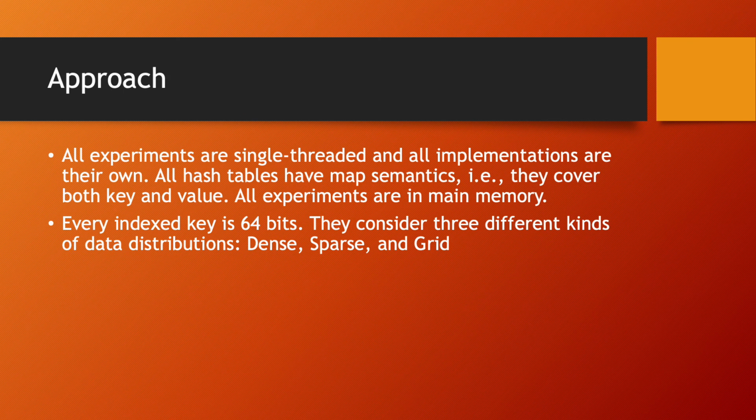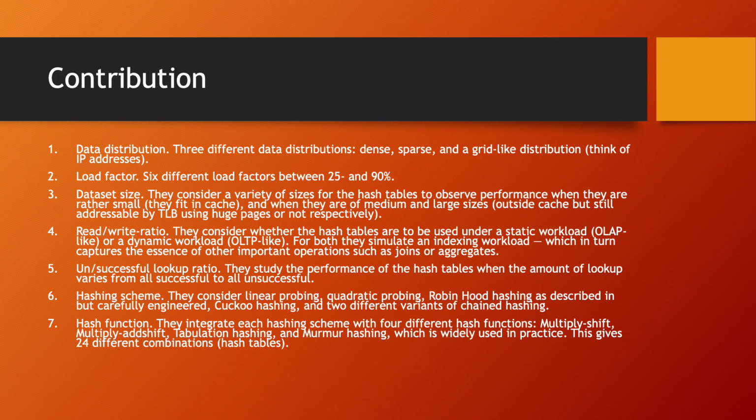All experiments are single-threaded in this paper and all implementations are of their own. All hash tables have map semantics, that is, they cover both key and value. All experiments are in main memory. Every indexed key is 64 bits. They consider 3 different kinds of data distributions: dense, sparse, and grid. Let's look at the contributions of the paper. There are quite a few.